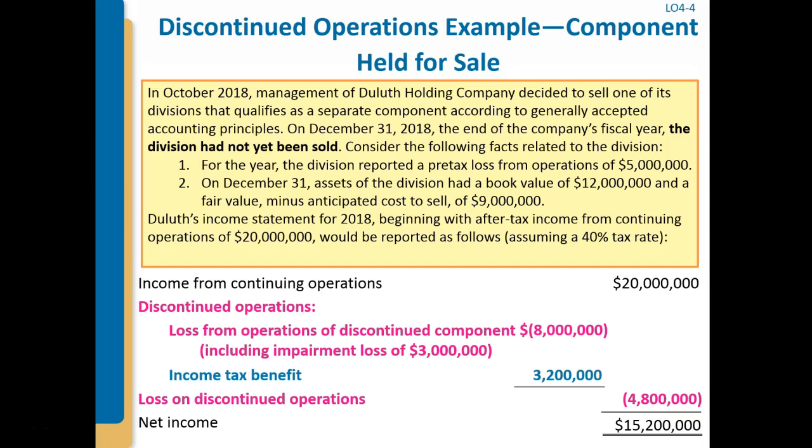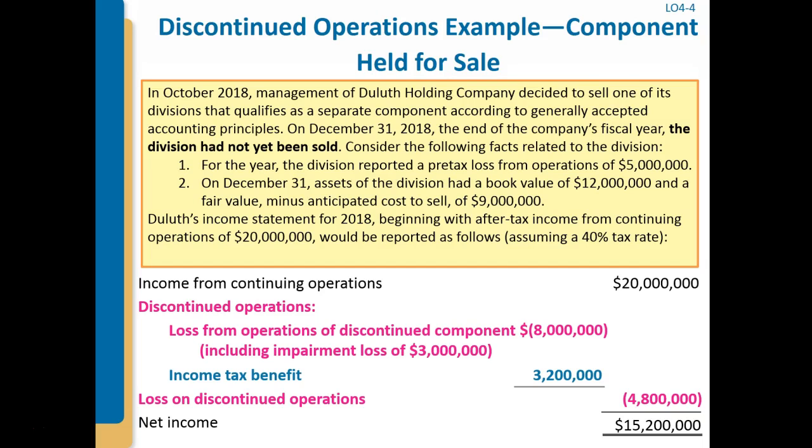Then, in the year of actual disposal, the discontinued operations section of the income statement would include the final gain or loss on the sale of the discontinued segment's assets. The gain or loss is determined relative to the revised book value of the assets after the impairment write-downs. Had the fair value of the division's assets minus cost to sell exceeded the book value of $12 million, then there wouldn't be an impairment loss, and the income effects of the discontinued operation would only include the loss from operations of $5 million less the income tax benefit.